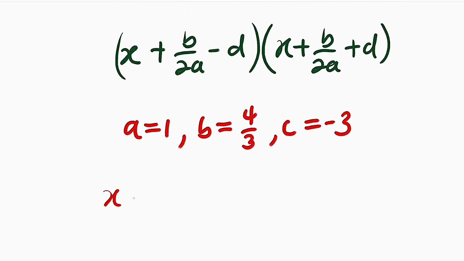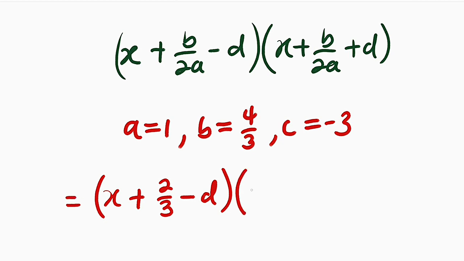So this becomes x + b, which is 4/3, divided by 2a. a is already 1, so 2 times 1 is 2. If you divide 4/3 by 2, you obtain 2/3, right? So this is x + 2/3 − d. Then you multiply by x + 2/3 + d.